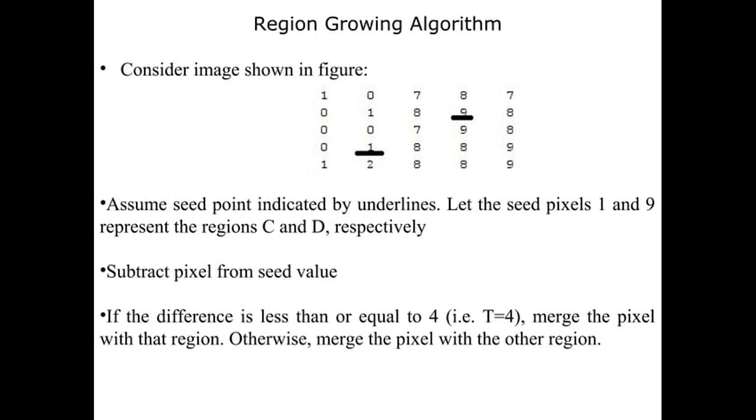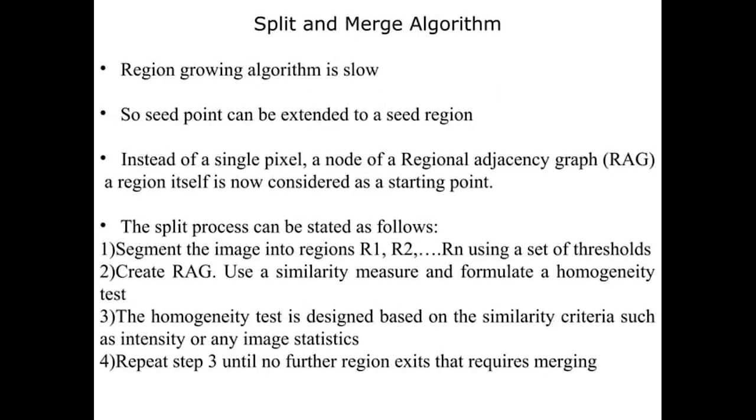Similarly, it is shown with an example here also. So what is the seed point, how we are growing and where we are terminating. And this region growing algorithm is slow. So the seed point can be extended to a seed region. Here, instead of taking a point, we are going to a region, a seed region. Instead of a single pixel, a node of the region adjacency graph, that is RAG, that is the region itself, is now considered to be a starting point. Because if we grow from a very small point, it takes more time. So we will take a region now and we are going to grow that region.